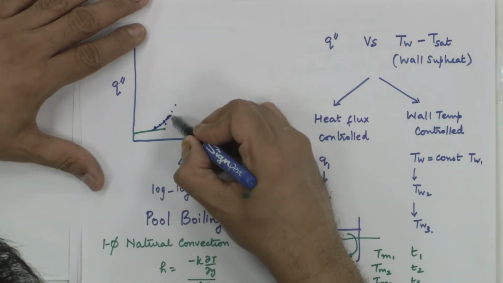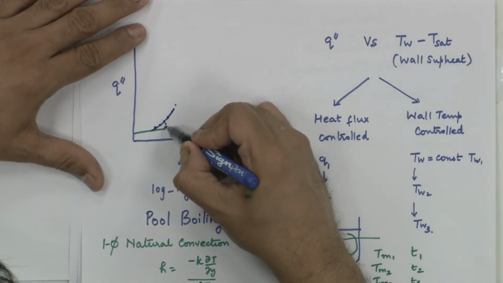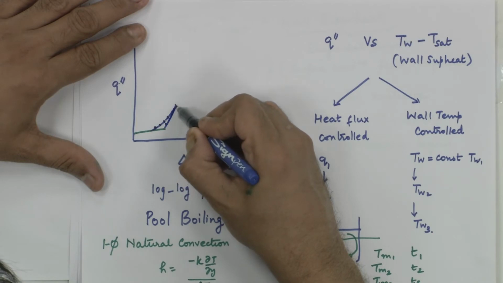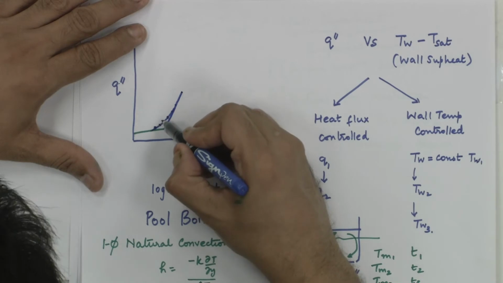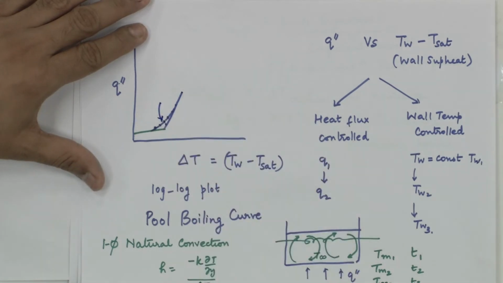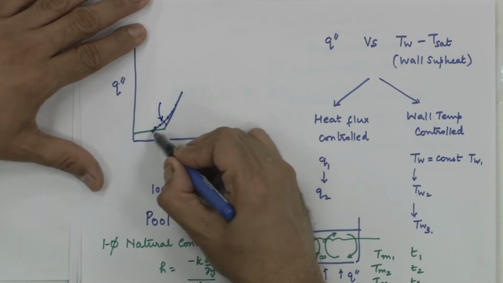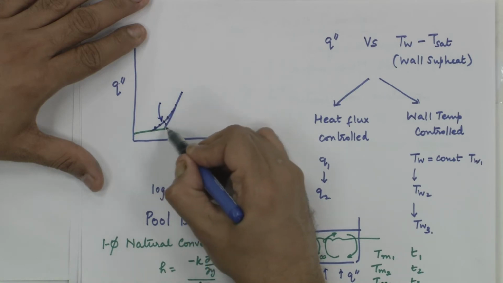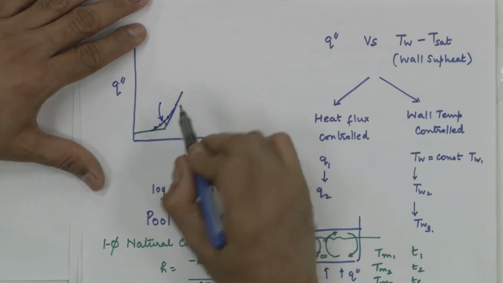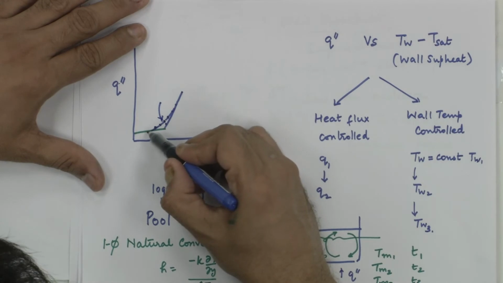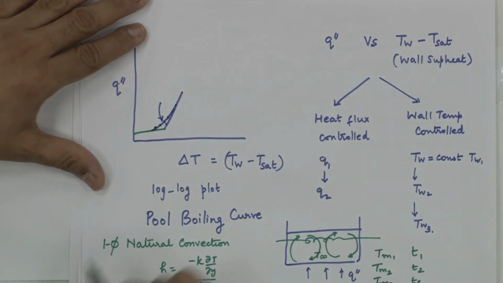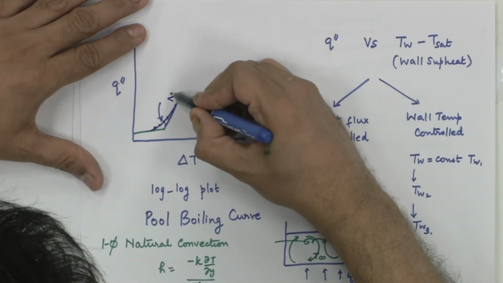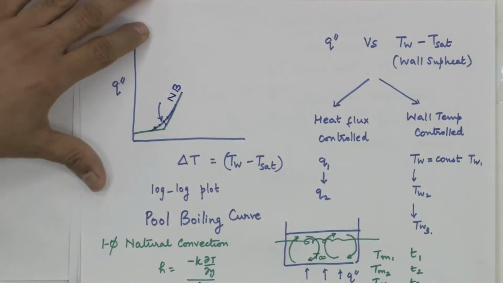Finally, there is a stage when the entire surface starts to be active in terms of boiling, and this asymptotic joining of the natural convection and the nucleate boiling curve, this is what you see in textbooks. You see this, okay. This part onwards is the nucleate boiling, okay.